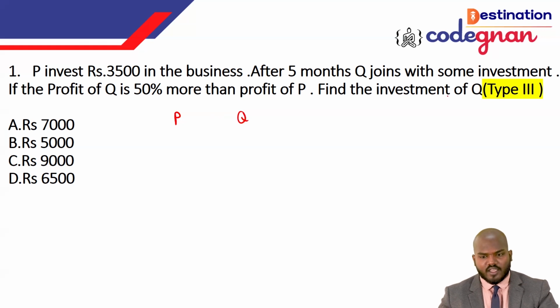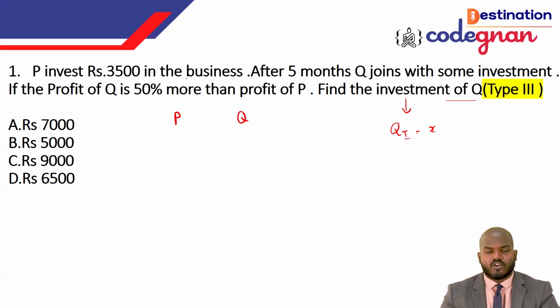There are two people here, and they are asking the investment of Q. I have already told you, wherever the question is asking, you need to start from there as X. For example, the investment of Q we can call X value. I don't know what it is, but it is mentioned here. So P invests 3,500 rupees in the business. After 5 months, Q joins with some investment. So the profit of Q is 50% more than the profit of P.